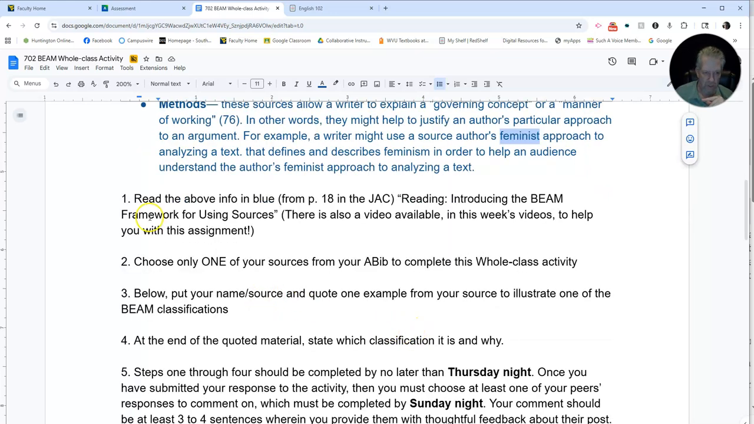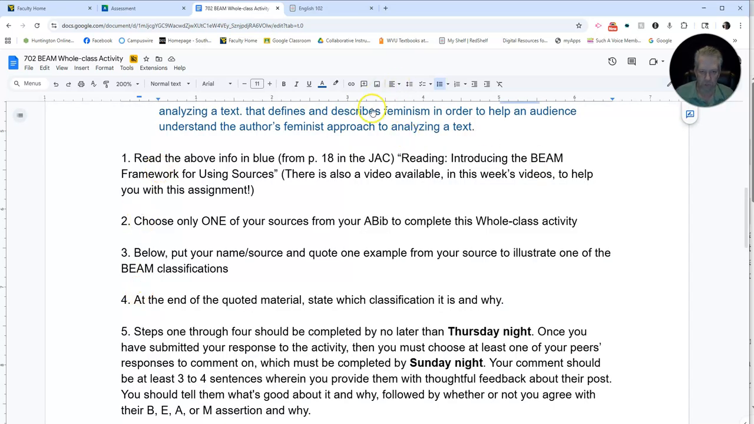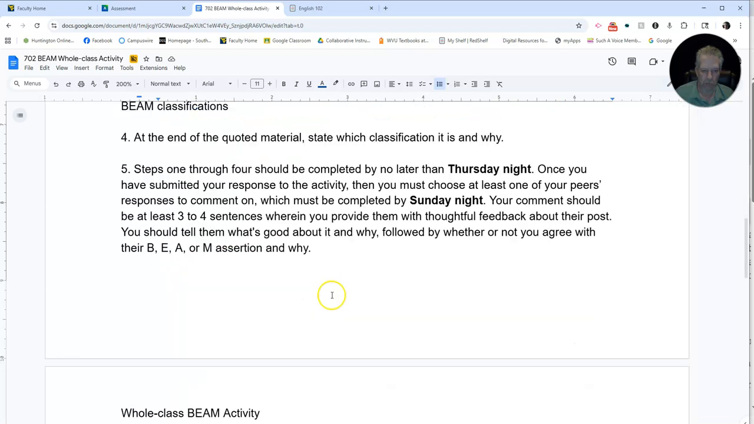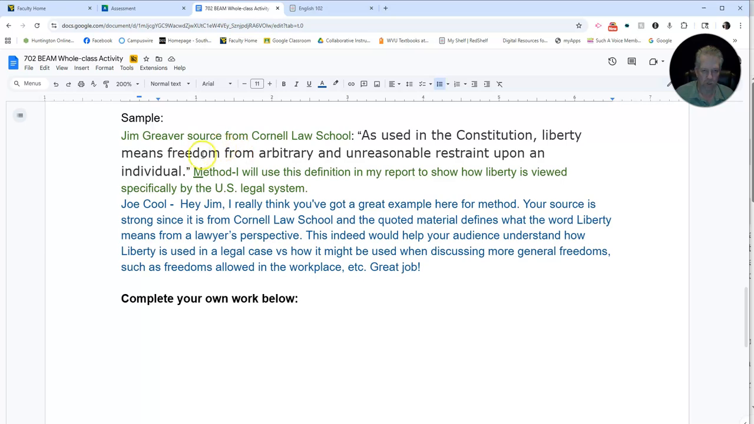The whole class activity is going to be a few different steps. The first step, you're going to read this material up here that I already told you, on page 18. Then you're going to choose one of your sources. Again, this has to be one of the sources you have chosen for your annotated bib, one you're actually going to use. Here's an example of what it should look like. You're going to start down here where it says complete your own work below.